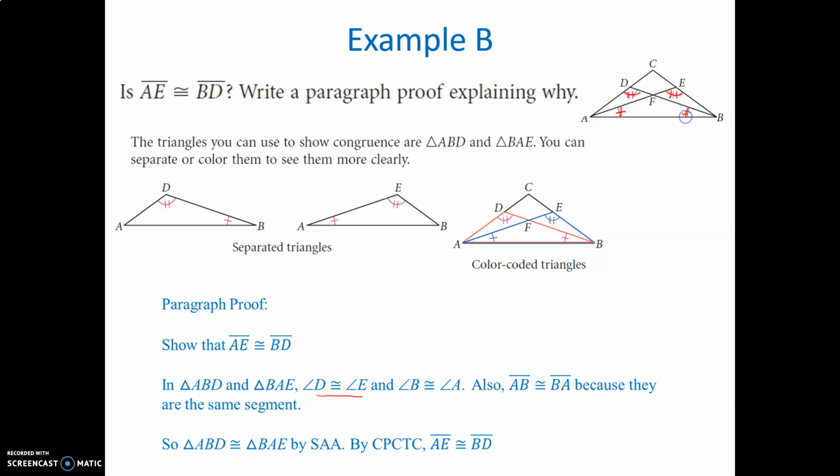They have that marked here and here. And also AB equals BA because that's a shared side. See, when I draw this triangle, I'm going on a side of AB. And when I draw this triangle, I have a side of AB. So AB and BA, or AB and AB, are equal to each other because they're the same segment. So the two triangles are congruent by SAA, and therefore AE equals BD because of CPCTC.